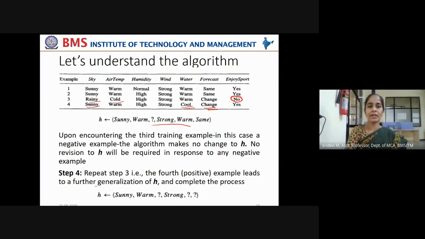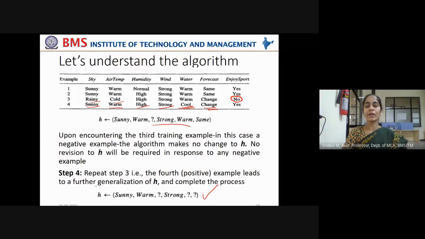For this you have sunny, for this you have warm, for humidity you have a question mark, for water you have question mark, for wind you don't have question mark because it is the same value that is repeating. For water you have question mark, and for forecast you have question mark, indicating that it covered now 3 training examples. 3 training examples where sunny, warm and strong are common, but values are differing for humidity, water and forecast.